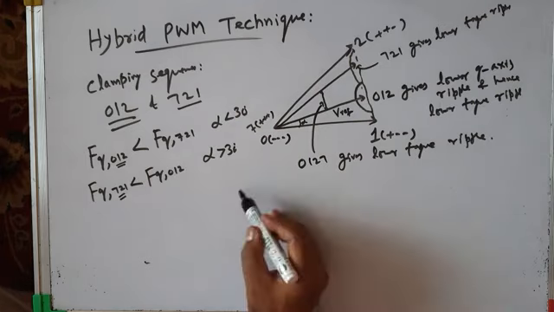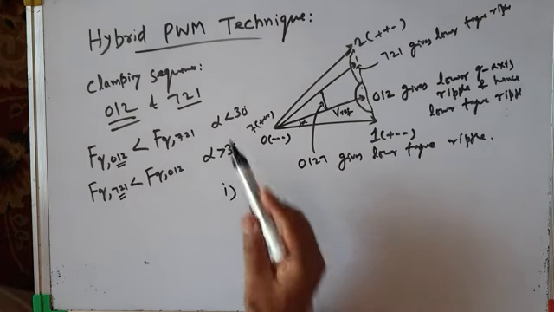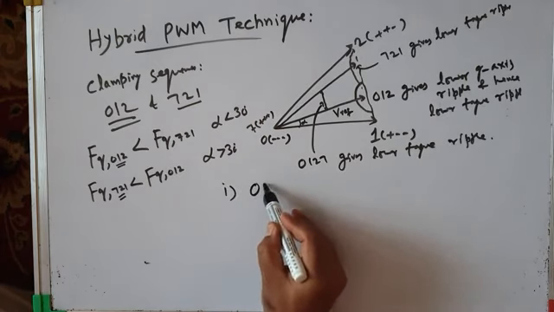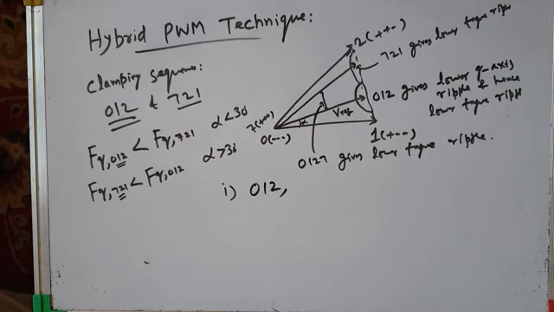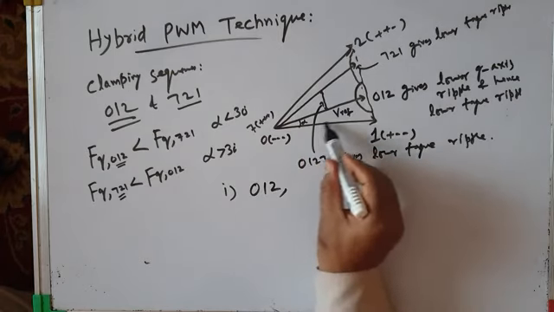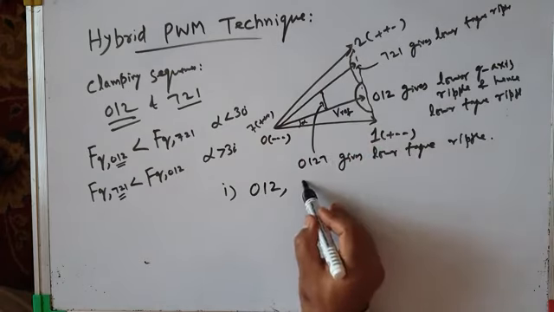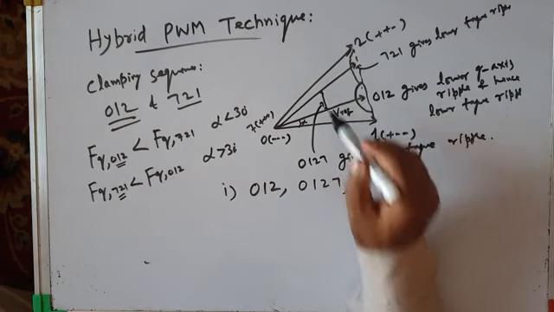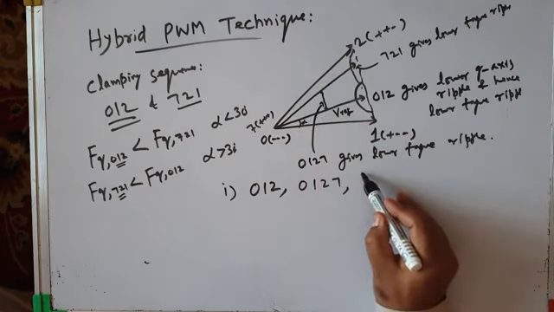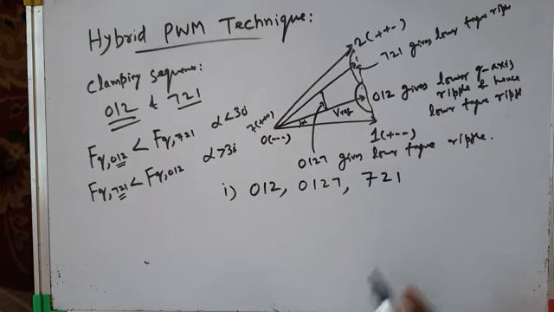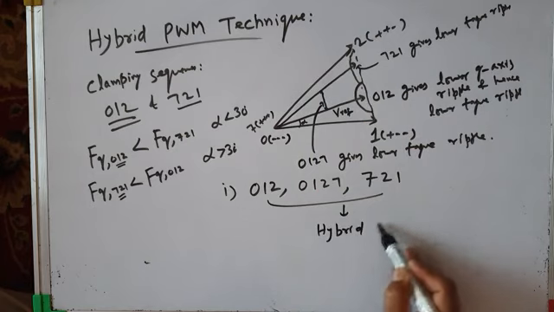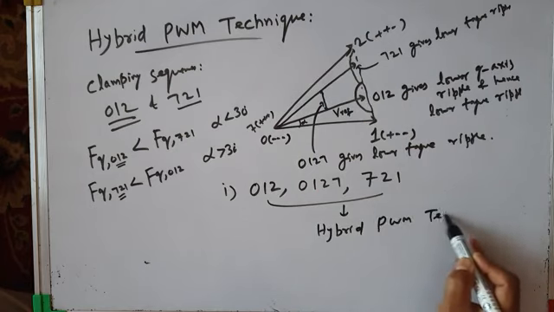So therefore, this can be what we call the hybrid PWM technique. In the hybrid PWM technique, we use the 012 clamping switching sequence first for lower values of alpha. For medium values of alpha, we use the 0127 switching sequence, which is the conventional space vector based switching sequence. And for high values of alpha, we use the clamping switching sequence 721. So this is nothing but the hybrid PWM technique.